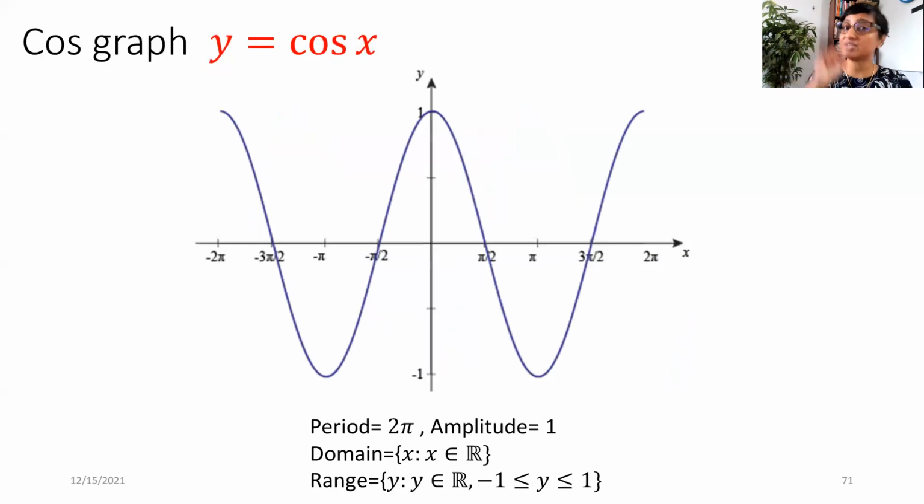And the cos graph is the same but shifted. Because cos 0 is 1, so the cos graph has to start from 1 and it drops down. But it's the same as the sine graph, just shifted by 90, like a quarter of a cycle. Same period, same amplitude, same domain, same range, right? And it goes on forever, even though I have stopped.